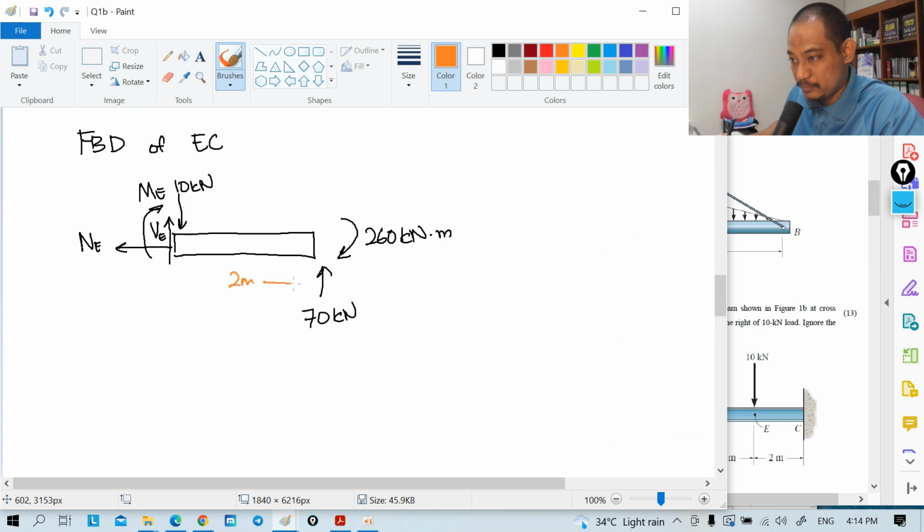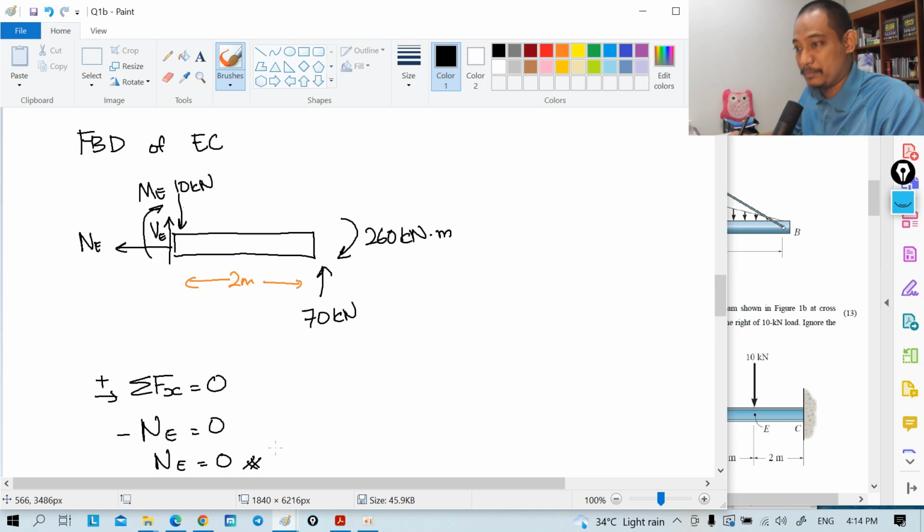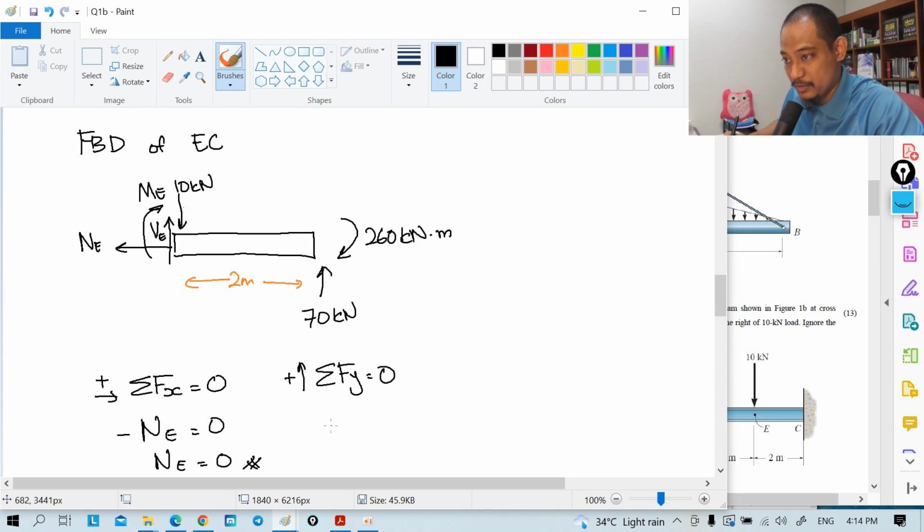This is 2 meter, this whole thing. All right, so let's do one by one. Summation of Fx equal to 0, let's do the easy one first. If you take that way, so minus NE equal to 0, and NE equal to 0. Summation of Fy equal to 0, if you take positive upwards, so we have VE upwards and then plus 70 upwards equal to 0, so VE equal to minus 70 kilonewton, meaning in this case it's downwards, right?